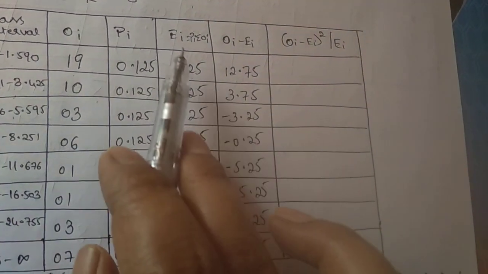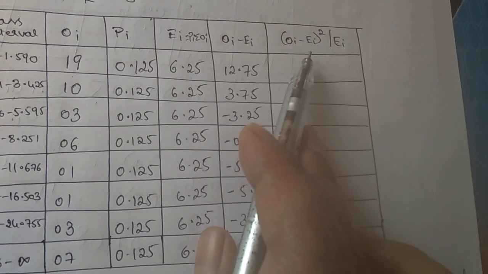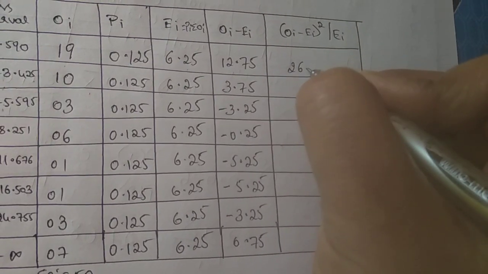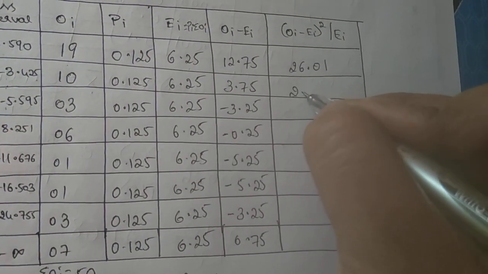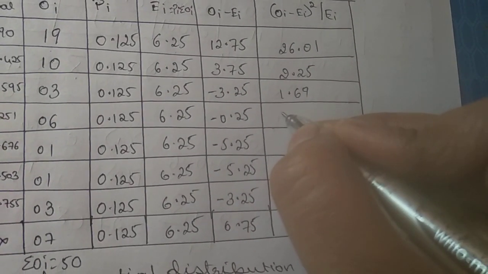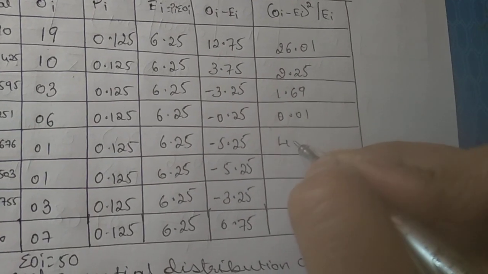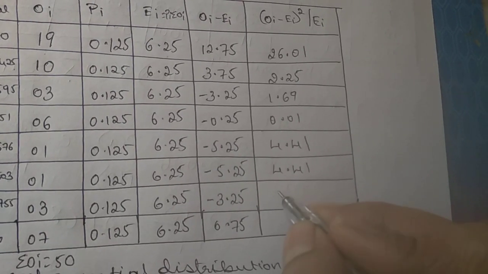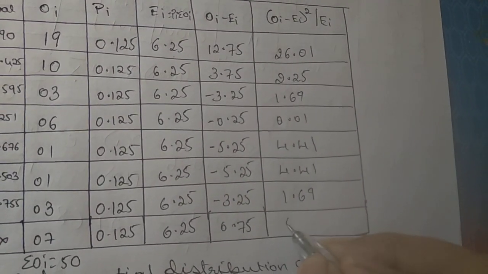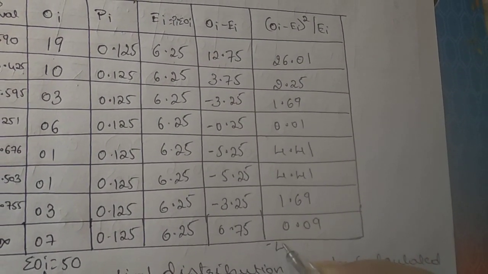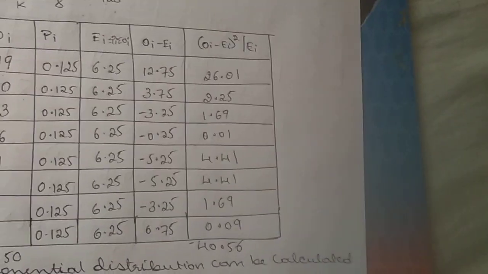Next, we know the values of EI and OI minus EI. So it is very easy to calculate OI minus EI whole square divided by EI. It is 26.01, 2.25, 1.69, 0.01, 4.41, again 4.41, 1.69, 0.09. If you calculate the summation, you will get 40.56.